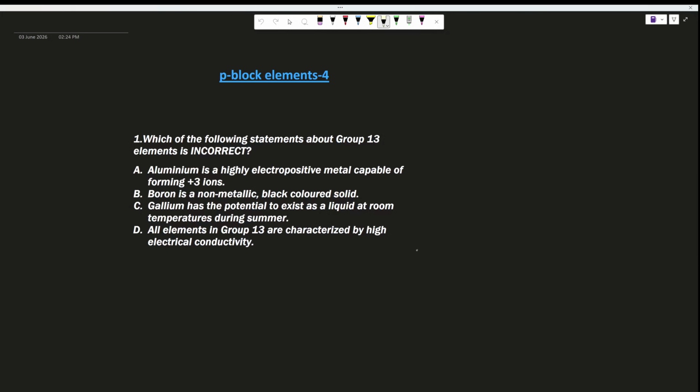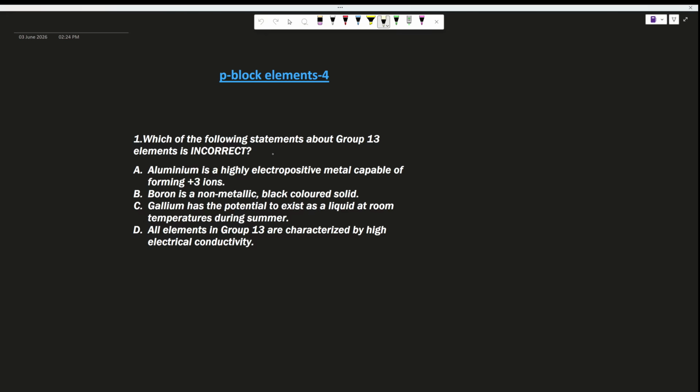Students, today we are at the fourth part of P block elements. In the last video we have already discussed the questions on 13th group elements. Today we are going to discuss the questions on the remaining part of 13th group elements and also 14th group elements. And these are very important questions related to 13th and 14th group elements. So let us start with the first question.